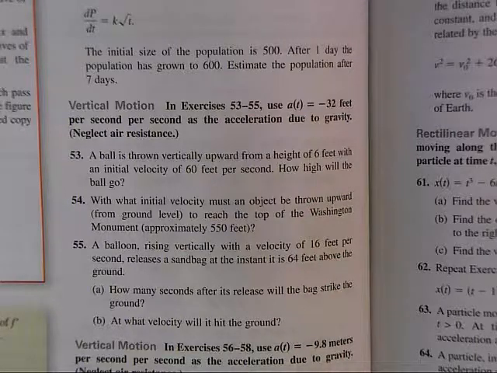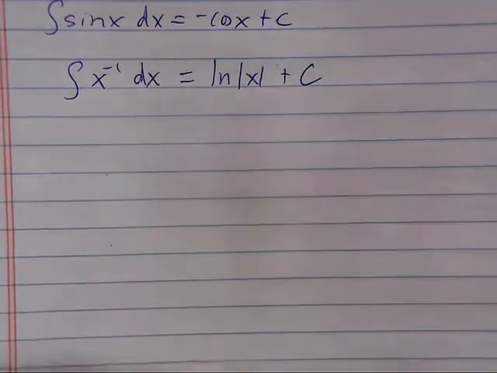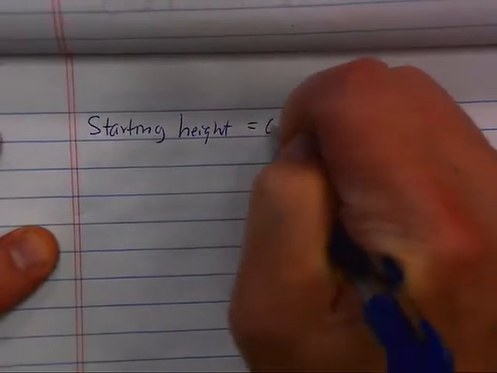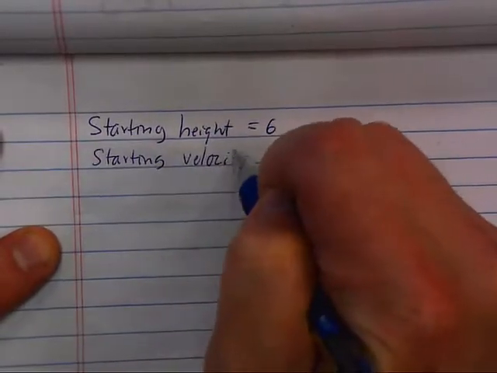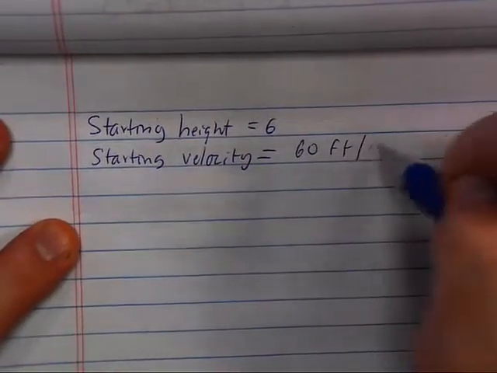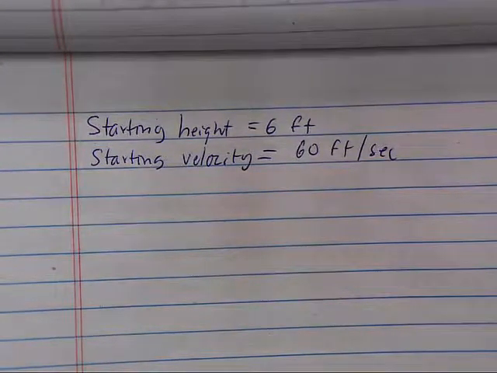What do we know? We know the initial height. So the starting height is 6. Start on a clean piece of paper here. So starting height equals 6. What else do we know? Starting velocity told us was 60 feet per second. That was 6 feet. We want to know how high the ball is going to go. What do we do?